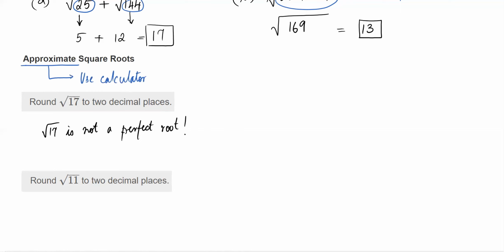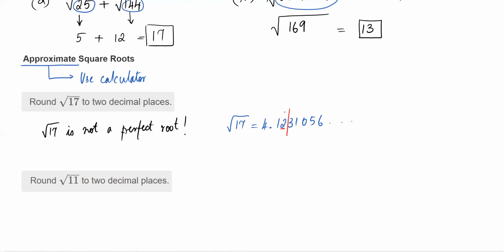And so I'm using the calculator to find the square root of 17. And I get 4.123. Let me just write that out here. Square root of 17 is 4.1231056 and so on. But remember, the question says to round to 2 decimal places.